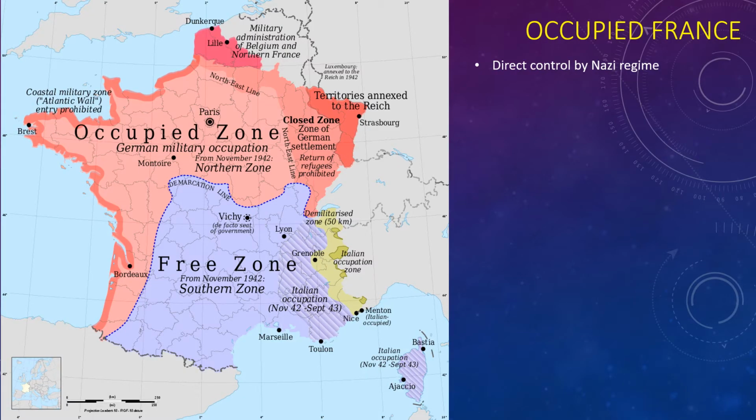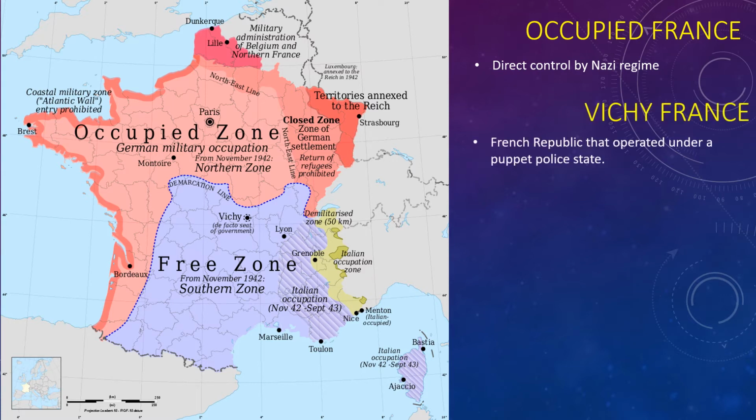Germany only occupied part of France. The occupied zone secluded Britain from European allies and offered Germany deep-water harbors with immediate access to the Atlantic. The southern half of France was considered the Free Zone, otherwise referred to as Vichy France.